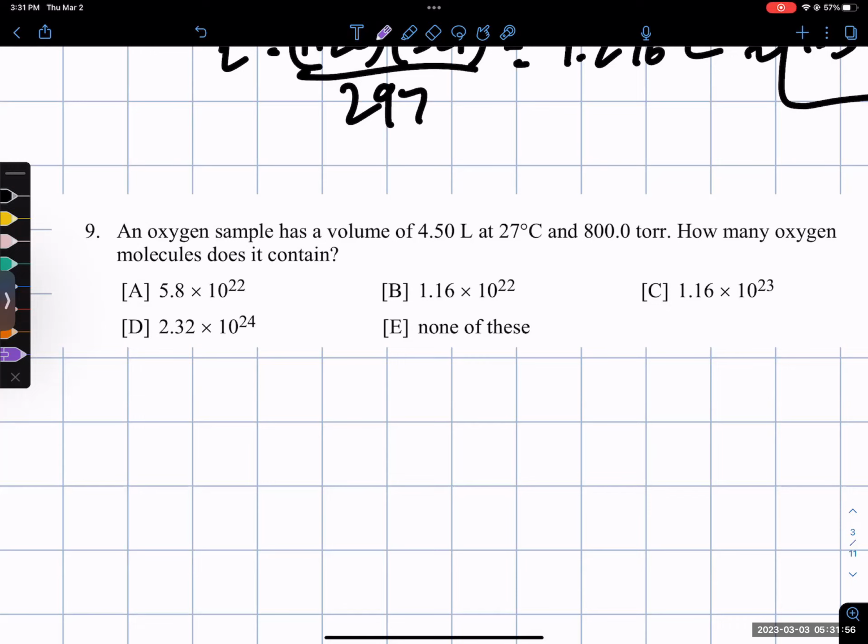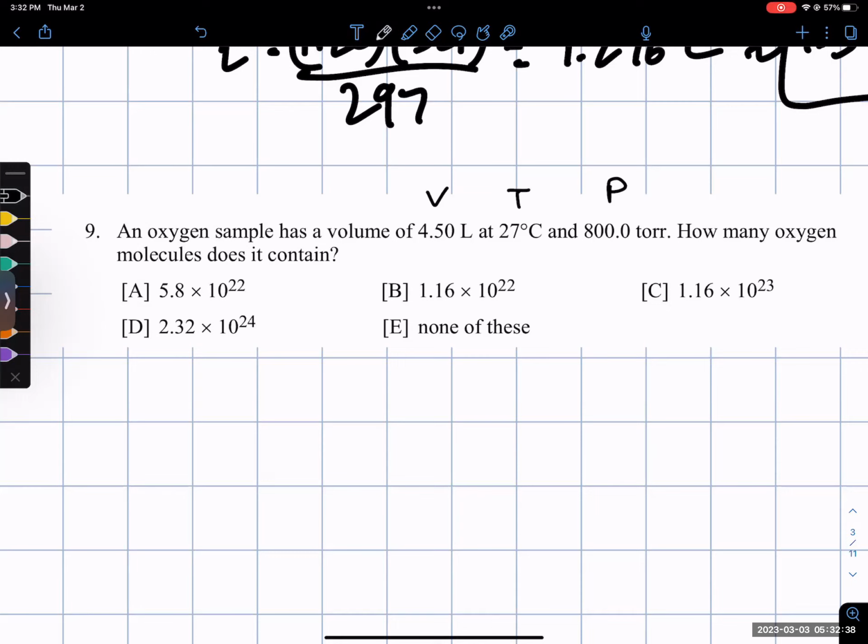An oxygen sample has a volume of 4.5 liters at 27 degrees Celsius and 800 torr. How many oxygen molecules does it contain? Good question. Now, what's the answer? Well, let's assign our variables. We're given volume, temperature, which we need to eventually convert to Kelvin, because when we do gases, temperature is in Kelvin. And then pressure, which, depending on the equation we use, we should probably convert to atmospheres.